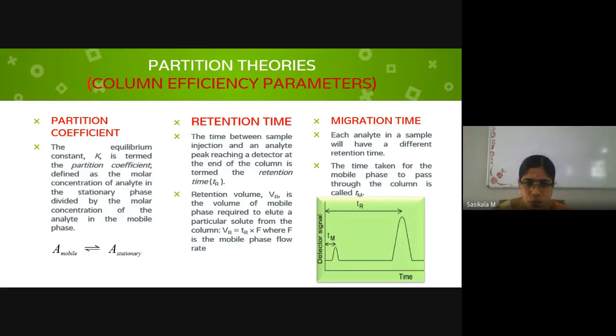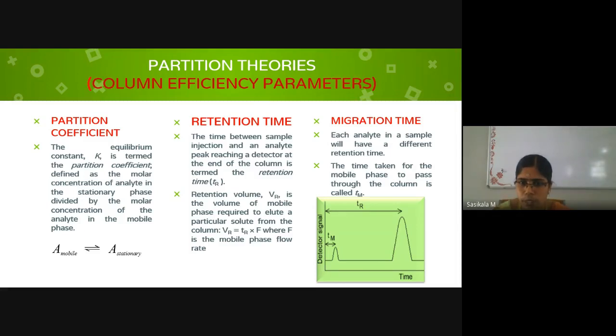And what is retention volume? The volume of mobile phase required to elute a particular solute from the column. How much volume of mobile phase is required to elute the particular solute from the column? If you consider this is 5 minutes, it has been eluted. So for 5 minutes of elution, how much volume of mobile phase is used, and what flow rate is used, based on which we can calculate retention volume.